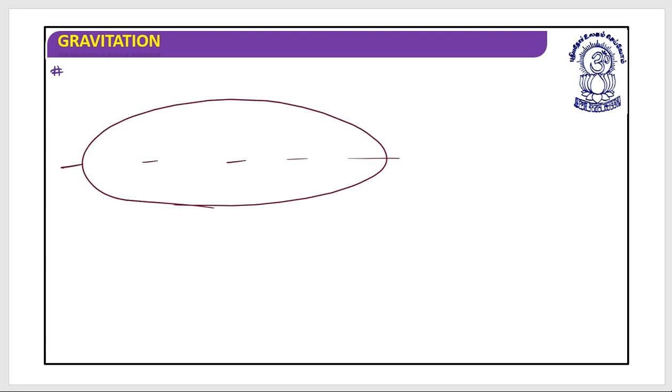This is the ellipse. This is the major axis. This is the minor axis. This was the foci where the sun is situated. Let's call this foci 1, this is foci 2, and this distance is perihelion and this distance is R aphelion.